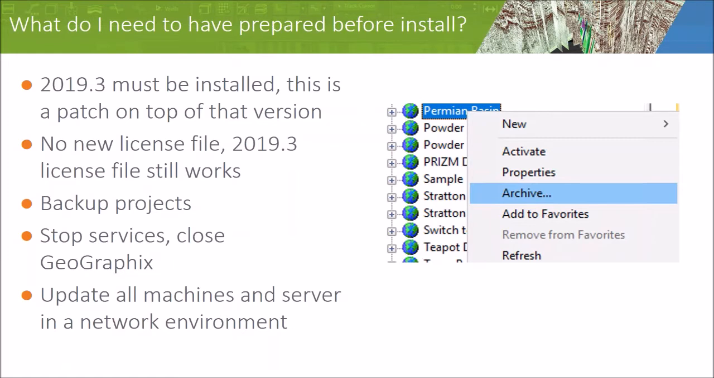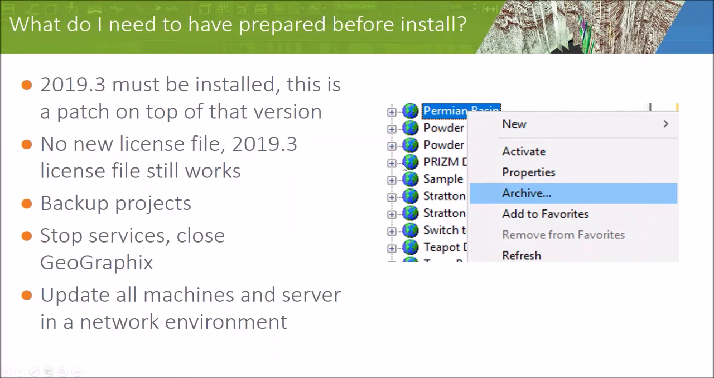Once a project is updated to the new version, it cannot be rolled back to a previous version. So if you install 2019.3.1, update your project and start working, and then realize you want to go back to a previous version, you cannot do that. So you want to make sure you have a backup available of the project in its 2019.3 version prior to doing so.